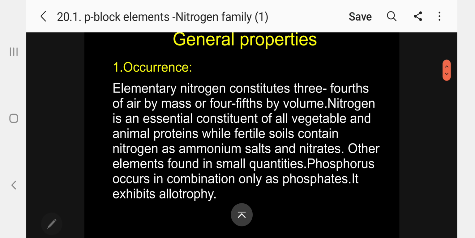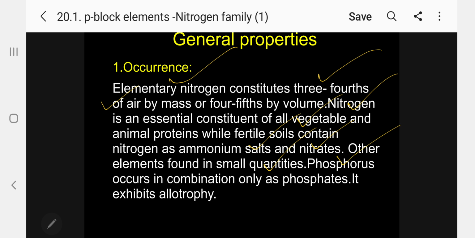Kindly follow. First, let me take occurrence. Generally, elementary nitrogen constitutes 3/4 of the air. So in air composition, 3/4 of the air is nitrogen and 1/4 is oxygen and other elements by mass, or 4/5 by volume. Nitrogen is an essential constituent of all vegetable and animal proteins, while fertile soils contain nitrogen as ammonium salt and nitrate. Other elements are found in small quantities.